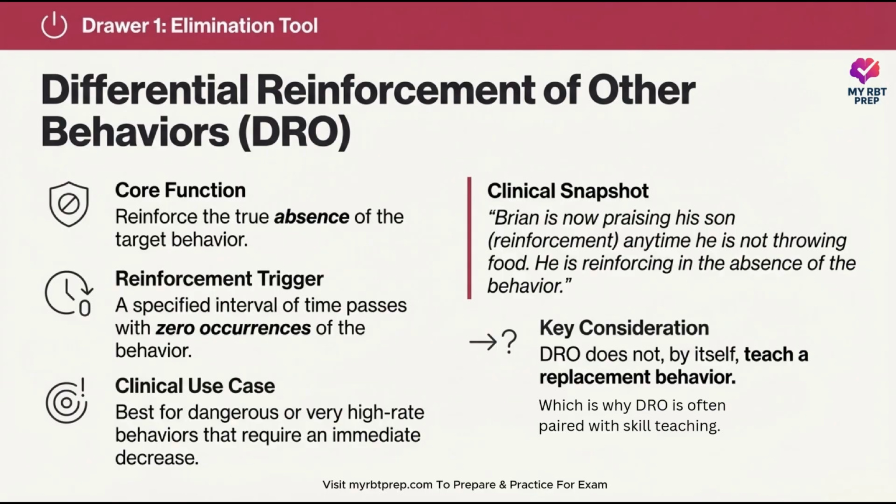Brian isn't waiting for his son to use a fork perfectly. He is simply reinforcing the fact that food is not being thrown. This is why we use DRO for dangerous or high-rate behaviors that require an immediate decrease.